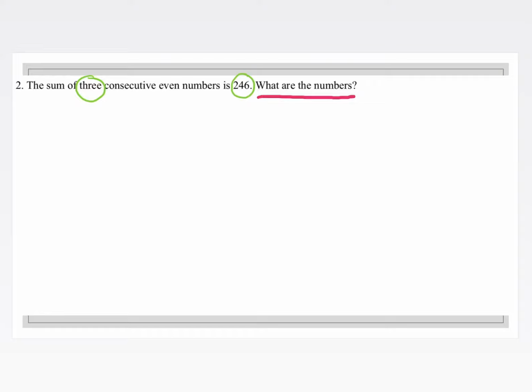Now we're going to box any important action or vocab words. So we have the sum. Now the sum refers to what? It refers to addition. Then we have consecutive. Now consecutive is a vocab word. Consecutive means next to. Then we have the word even, so numbers such that 2, 4, 6, 8.